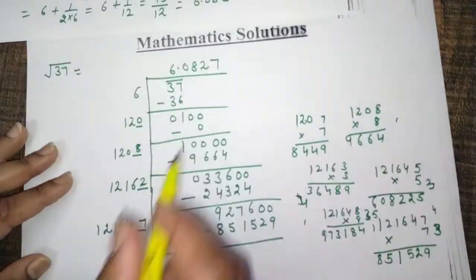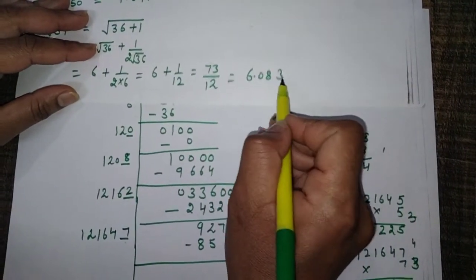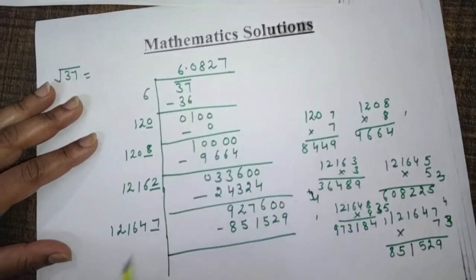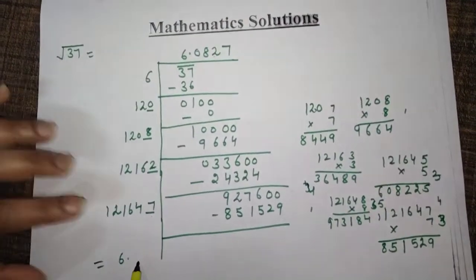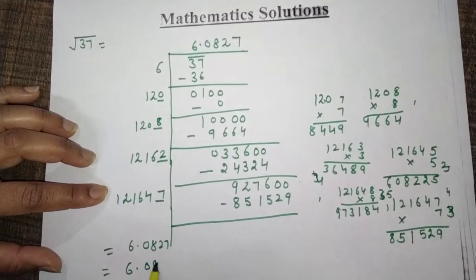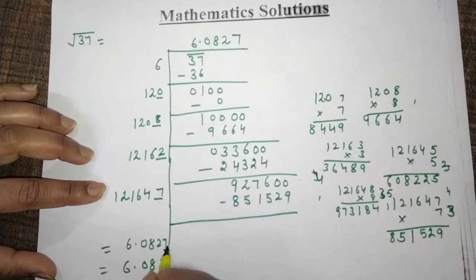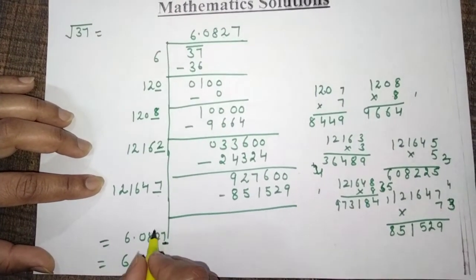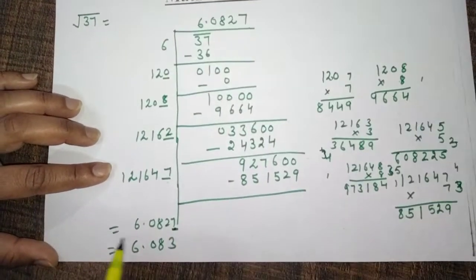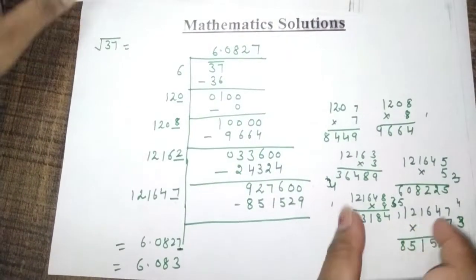Now you can see that by the short trick method our answer was 6.083, and if we see this, we can write 6.0827 as 6.083, because when the digit is greater than or equal to 5, we add 1 to the next digit. So the answer in this case is the same in both methods.